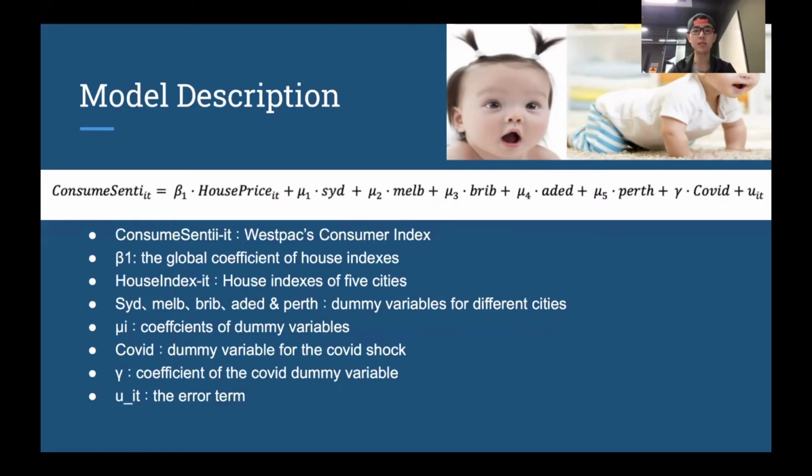We can also notice that there are 5 dummy variables, SYD, MELB, BRIS, AD, and PERTH, which represent different city groups. We chose to get rid of the intercept term instead of creating a base group and apply the model with 5 dummies to avoid the dummy variable trap caused by multicollinearity. And don't forget the mu here in front of the dummies, which are coefficients of them. And we got COVID here, which is another dummy variable that stands for the shock brought by the COVID-19 crisis, and we have a gamma here as the coefficient. The last one, u_it, needless to say, is the error term.